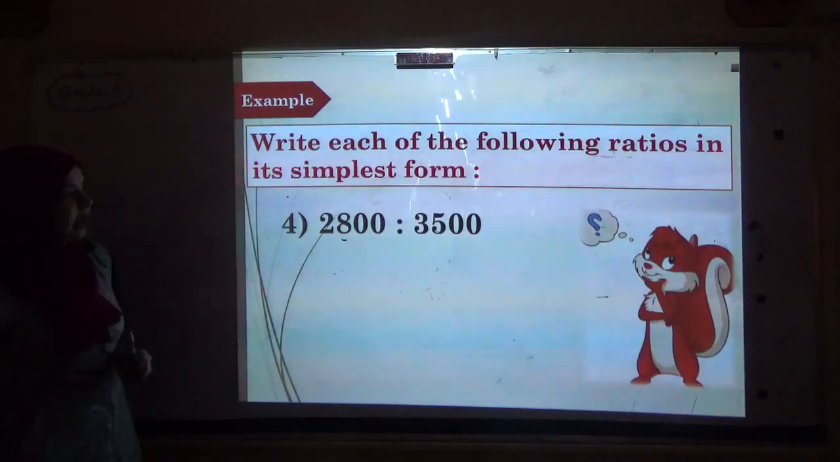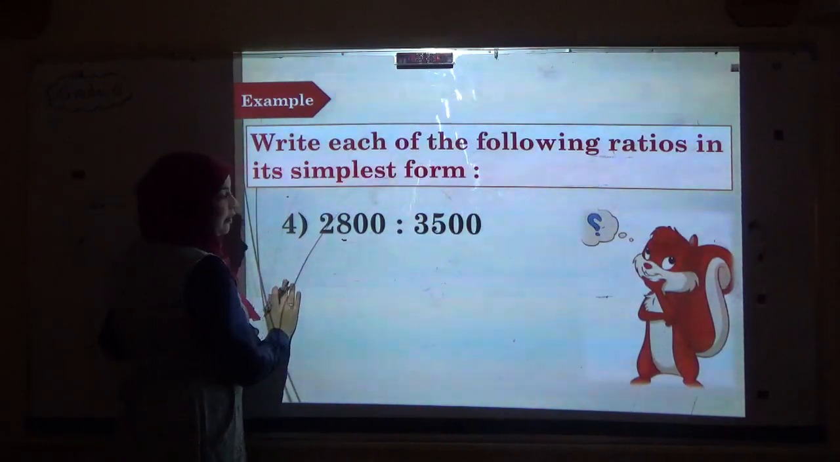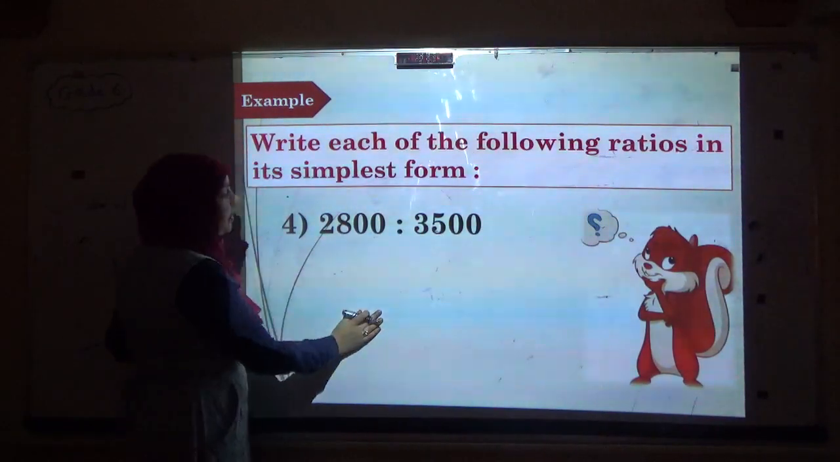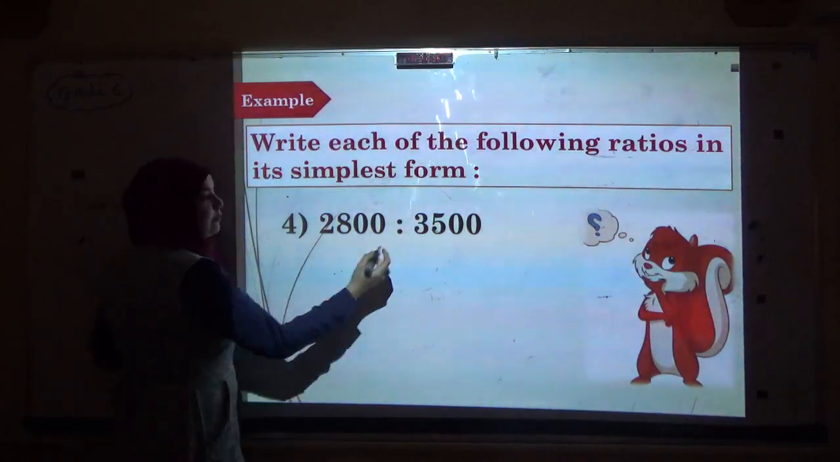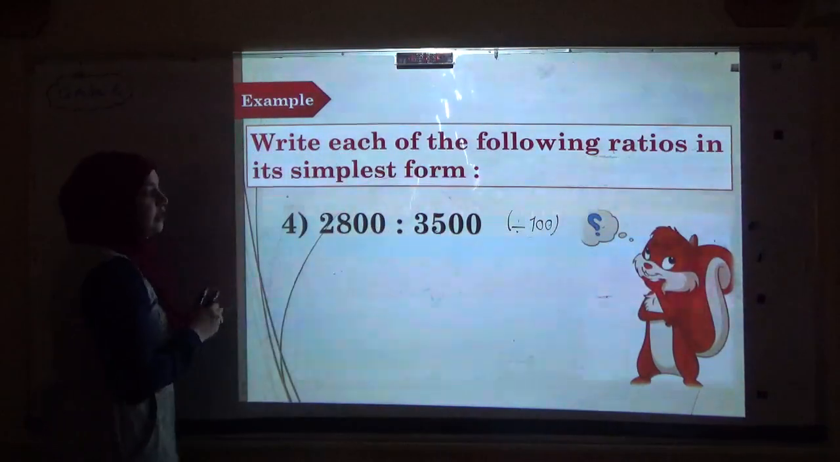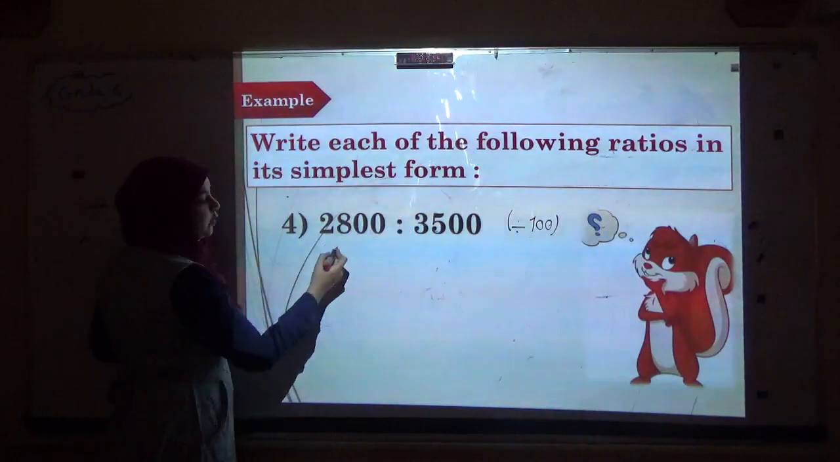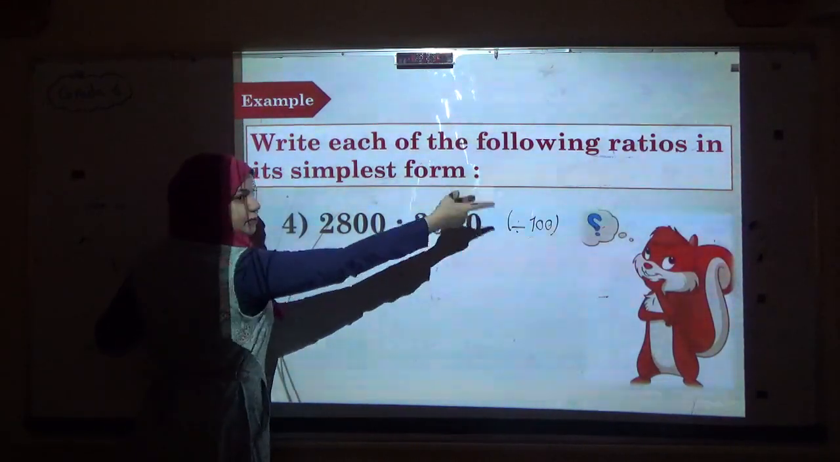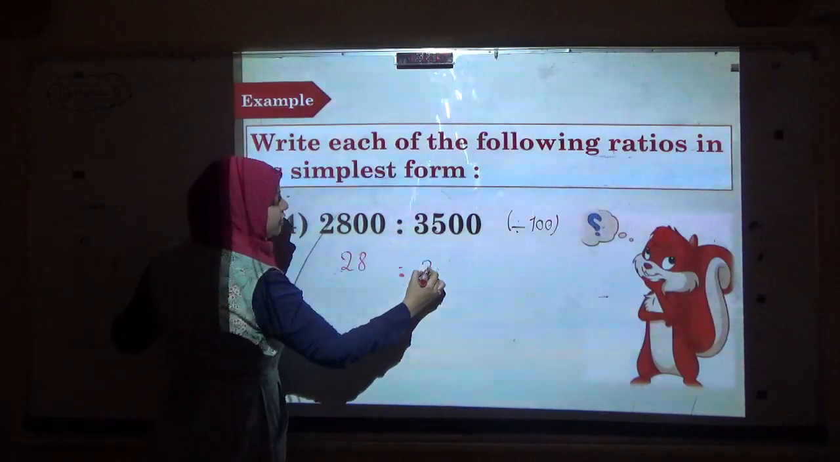Simplify 2,800 to 3,500. Here we have a common factor between them, which is 100. So we can divide the two terms by 100. 2,800 divided by 100 equals 28. 3,500 divided by 100 equals 35.